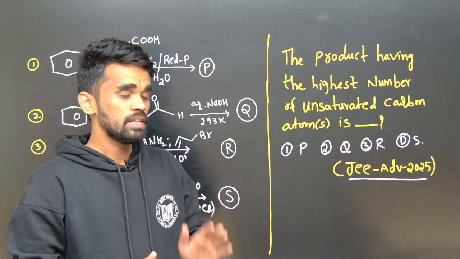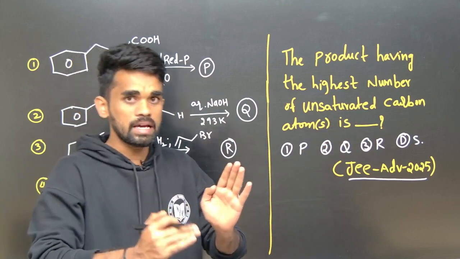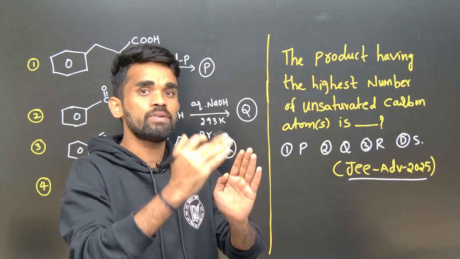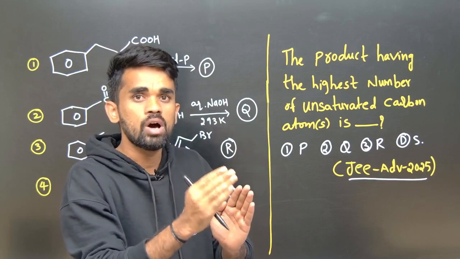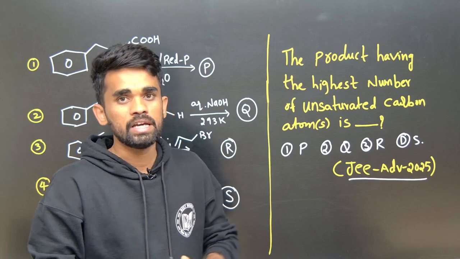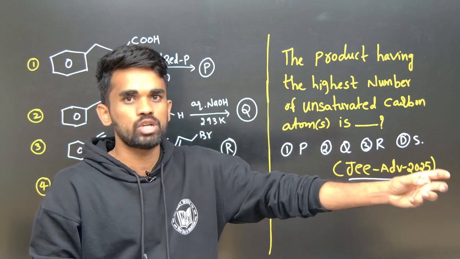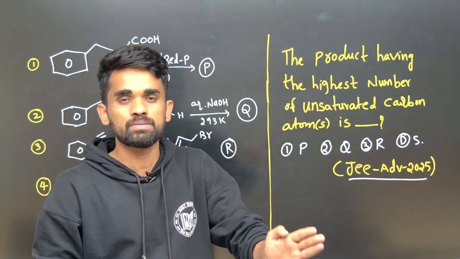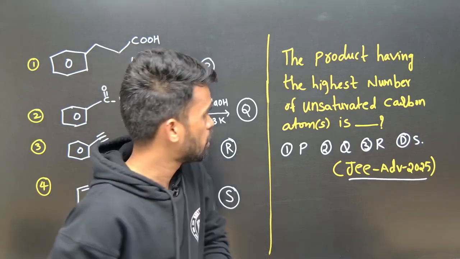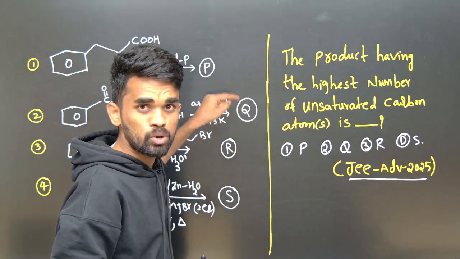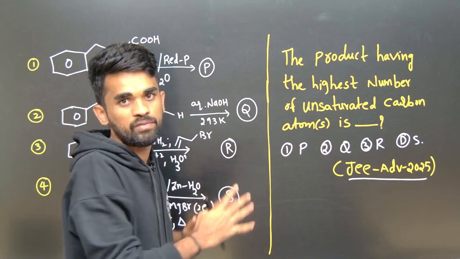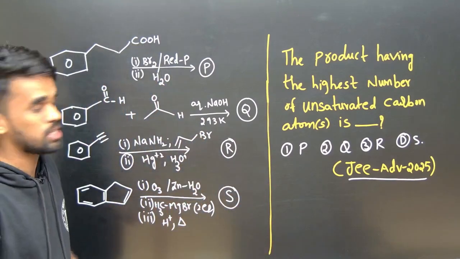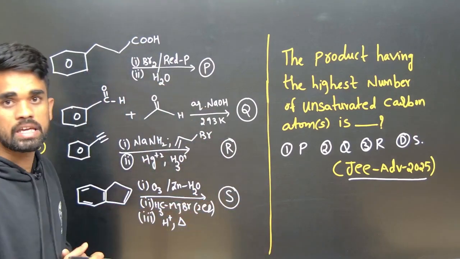It means the carbon should have, along with one sigma bond, one pi bond. So either the carbon should be sp2 or sp hybridized. If it is sp3, we can say saturated, right? If it is sp2 or sp, we say it is unsaturated. Now we need to identify, from these 4 options, the product having the maximum number of unsaturated carbons. It means the products formed in these 4 given reactions.